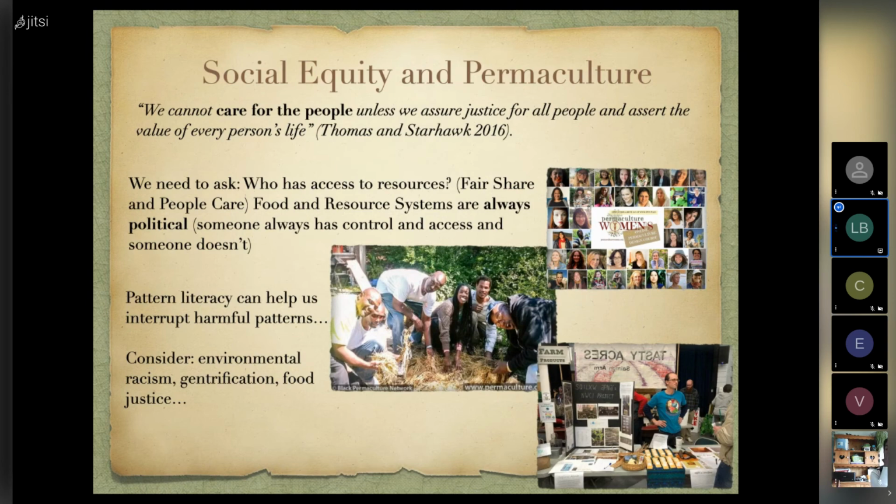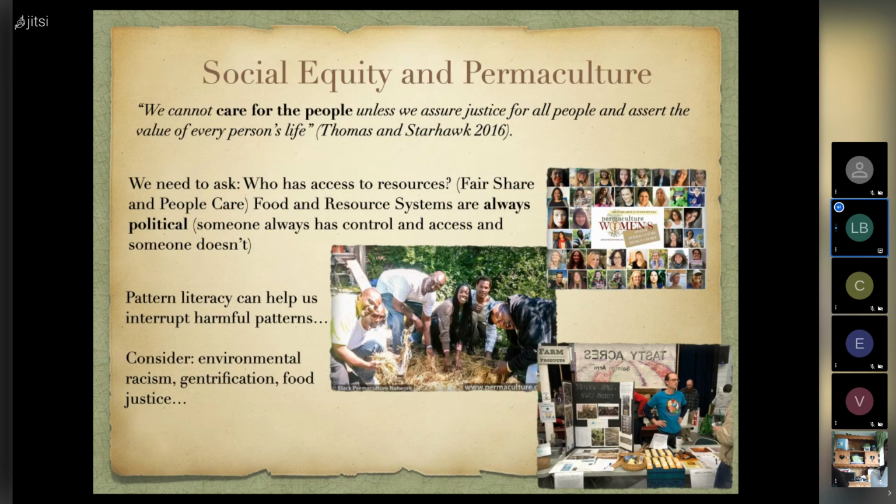And it's important to consider things like environmental racism, gentrification, and food justice, and look at how permaculture designs are part of a web of these different concepts and can create positive change.